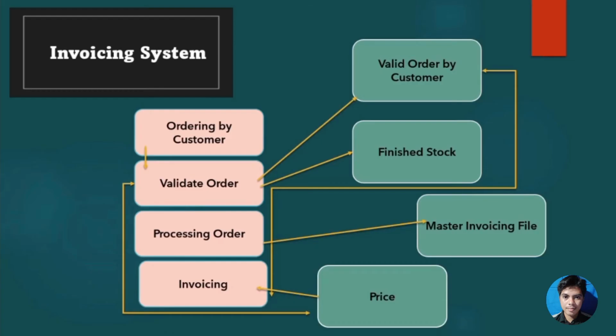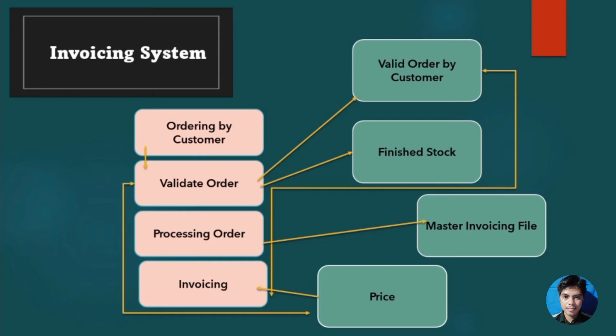So invoicing system starts with the customer who is ordering. Ordering by customer, down to validating the order, down to processing the order, and the last one is the billing or the invoicing.